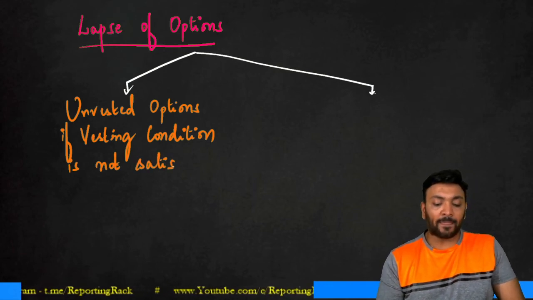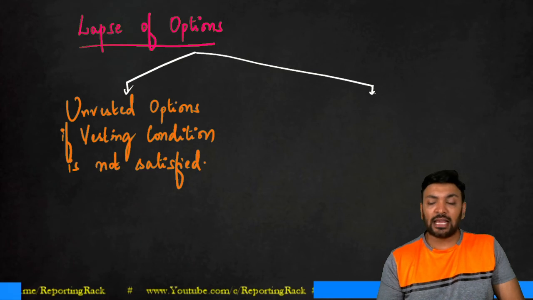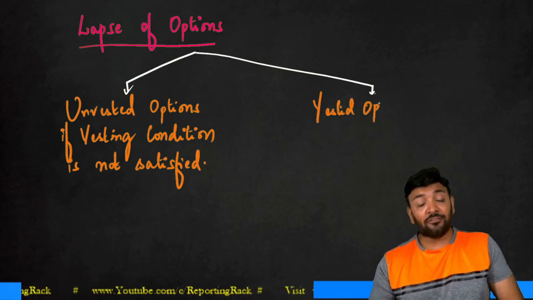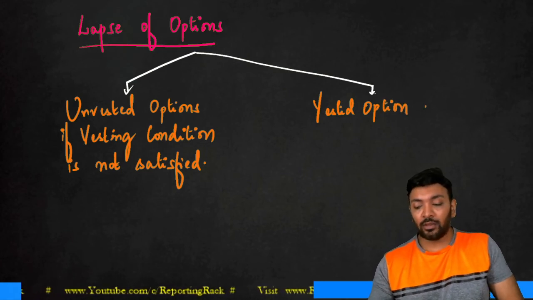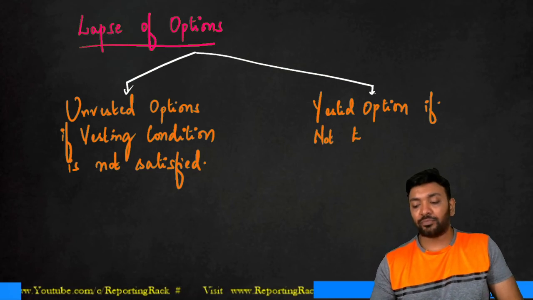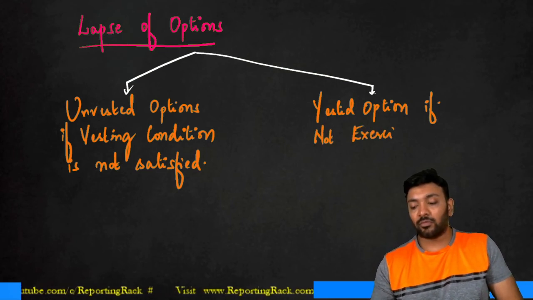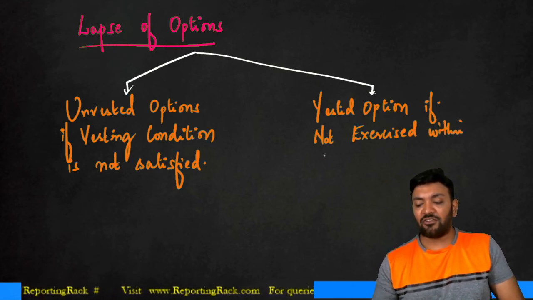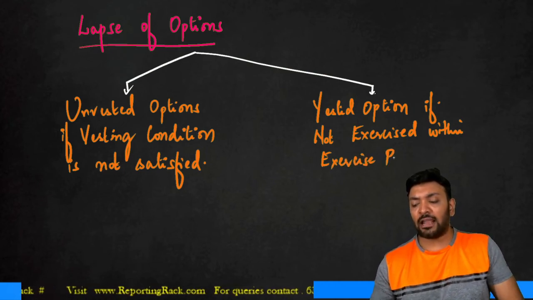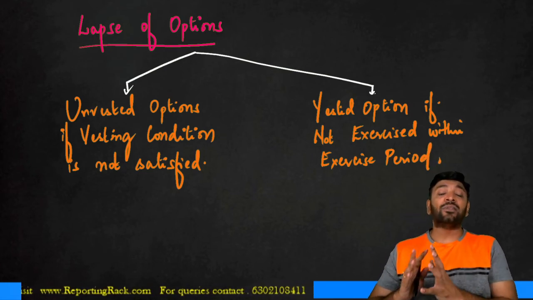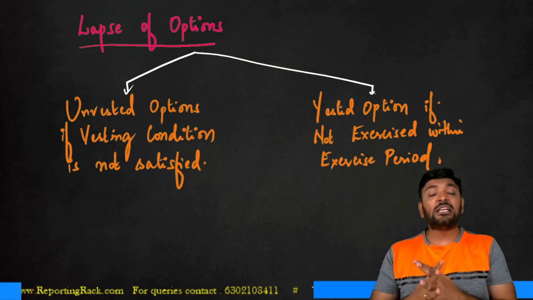In the same way, there can be a lapse of a vested option if they are not exercised. Within the vesting period, I have given you 1 year to exercise it. Within the exercise period, if they are not exercising these options, automatically at the end of the exercise period, that is 31st March 2025, these vested options shall lapse.